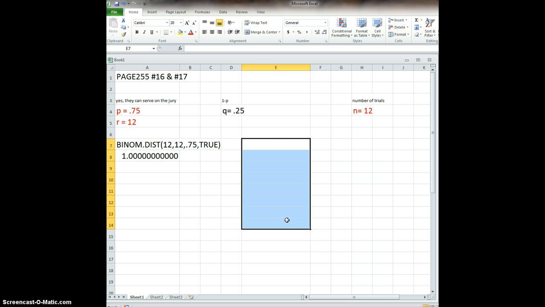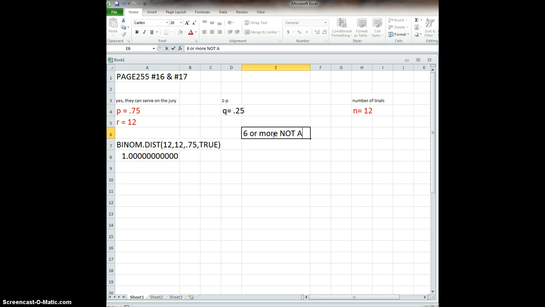Okay. So that's 16A. 16B says, what is the probability that 6 or more will not be available to serve on the jury? So 6 or more not available for the jury. Well, how many does that mean can be available?